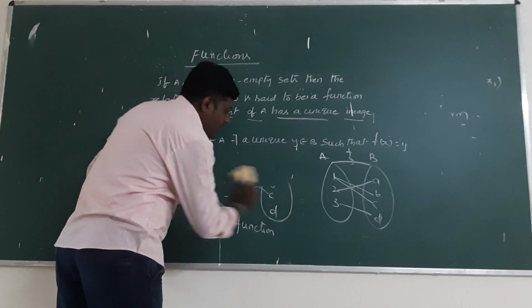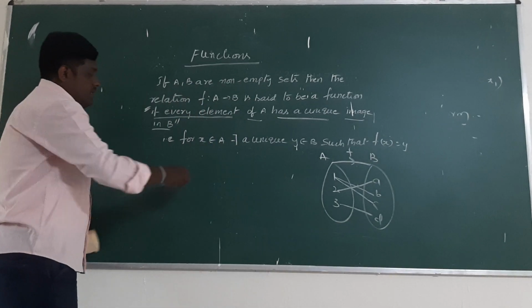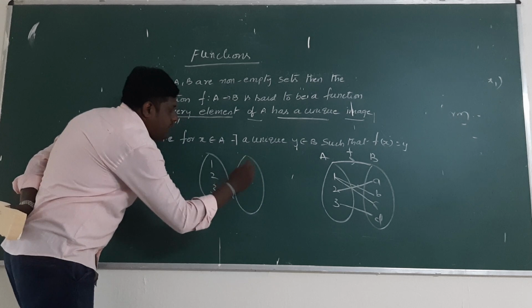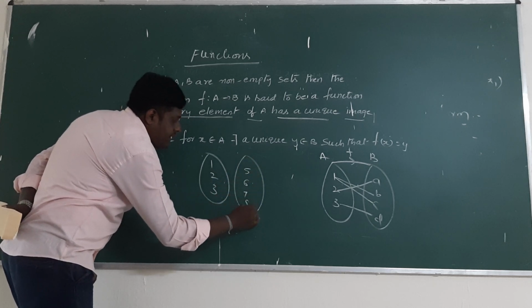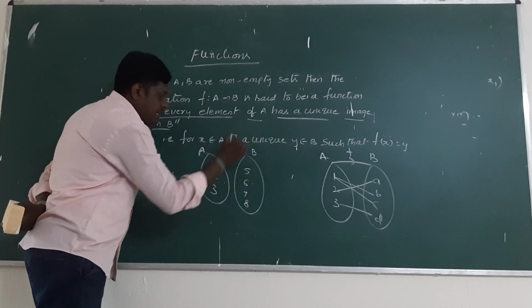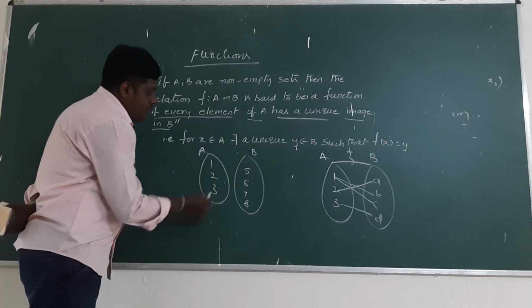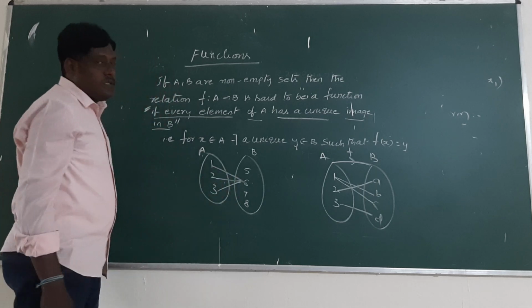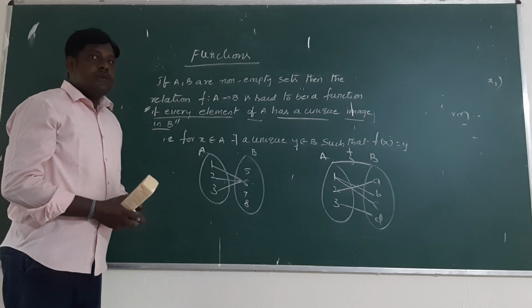This is mapping only. Next, see this one. A set contains 1, 2, 3 and B set contains 5, 6, 7, 8. 1 is mapping with 6, 2 is mapping with 6, 3 is also mapping with 6. Is it a function or not?